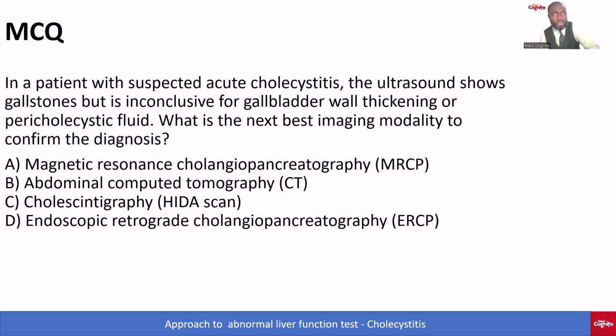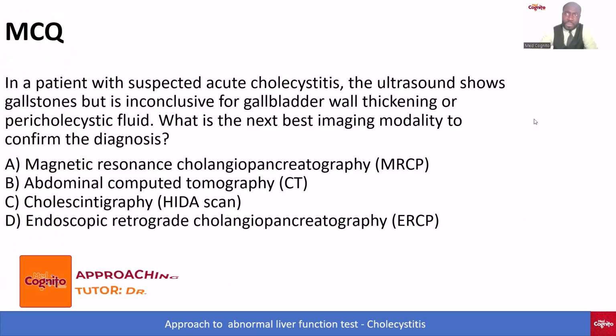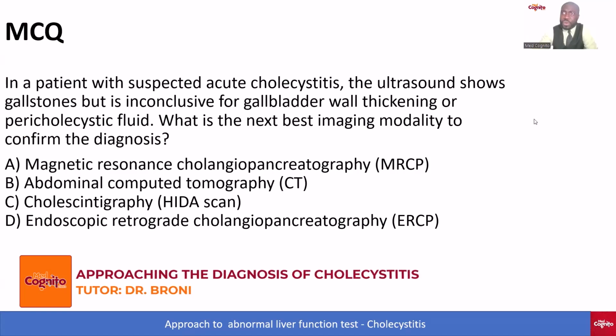In a patient with suspected acute cholecystitis, the ultrasound shows gallstones but is inconclusive for gallbladder wall thickening or pericholecystic fluid. What is the next best imaging modality to confirm the diagnosis? Beautiful. So this is a very, very important question. So now you realize that we are going deeper.